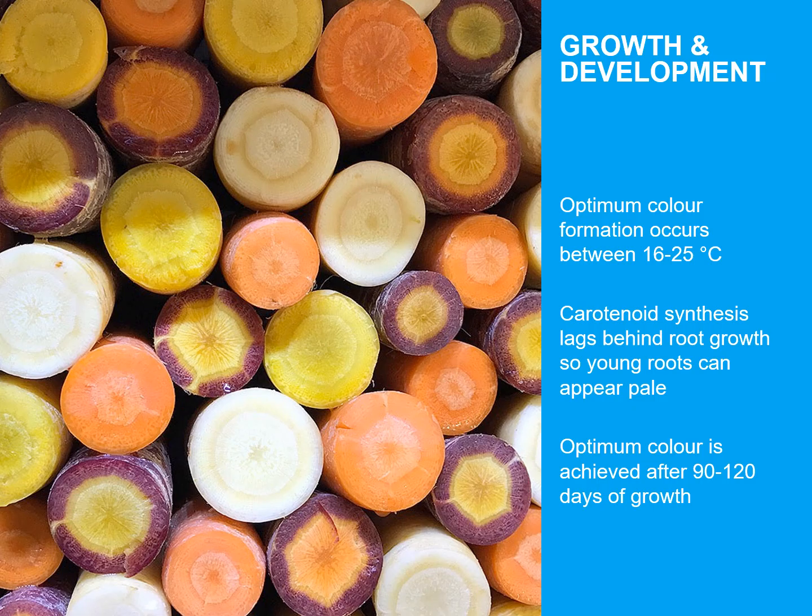Colour formation is also determined by growth temperature, and the optimum for colour formation occurs between 16 and 25 degrees centigrade. So carotenoid biosynthesis, the pigments which cause the colour in carrots, kind of lags behind the growth of the roots. So very young roots can often appear a very pale yellow or very pale orange colour compared to the mature roots. This develops over time, and optimum colour is generally achieved after about 90 to 120 days of growth.